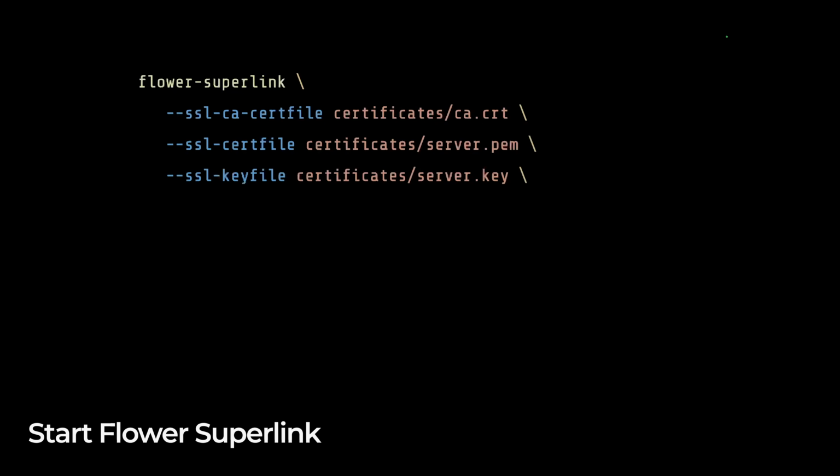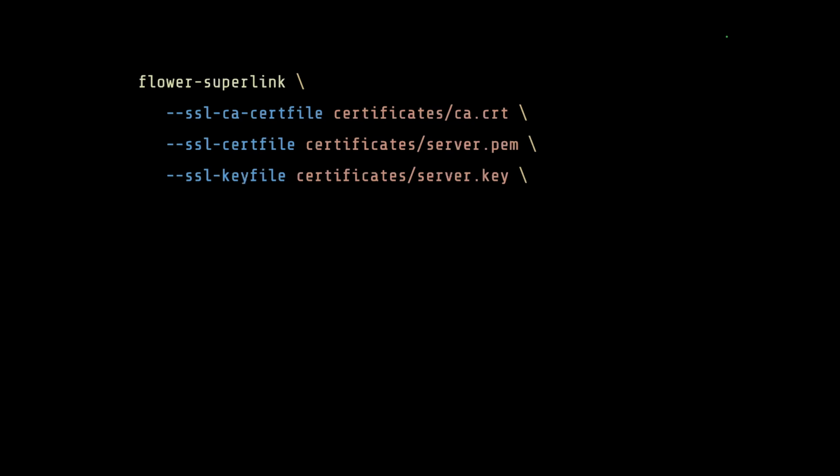To enable authentication, you need to start Flower Superlink with an HTTPS connection. If you want to learn more about setting up Superlink with an HTTPS connection, we have prepared detailed documentation for you. Feel free to check it out. It's linked in the description below. After configuring the necessary flags for the HTTPS connection, setting up authentication is very easy.